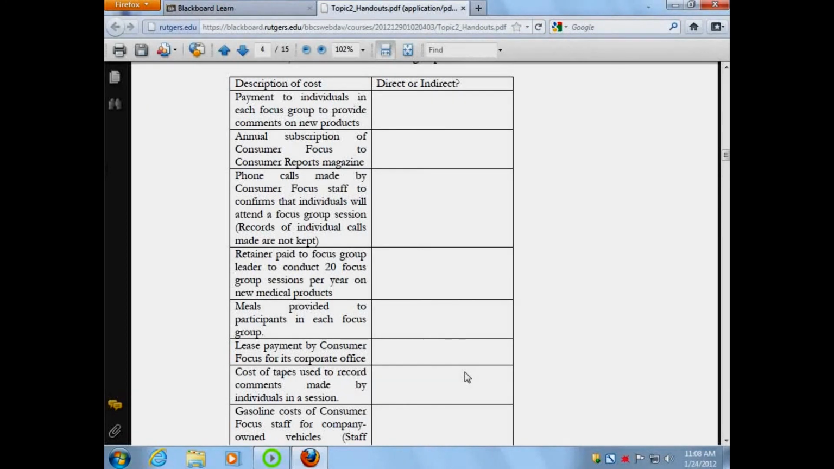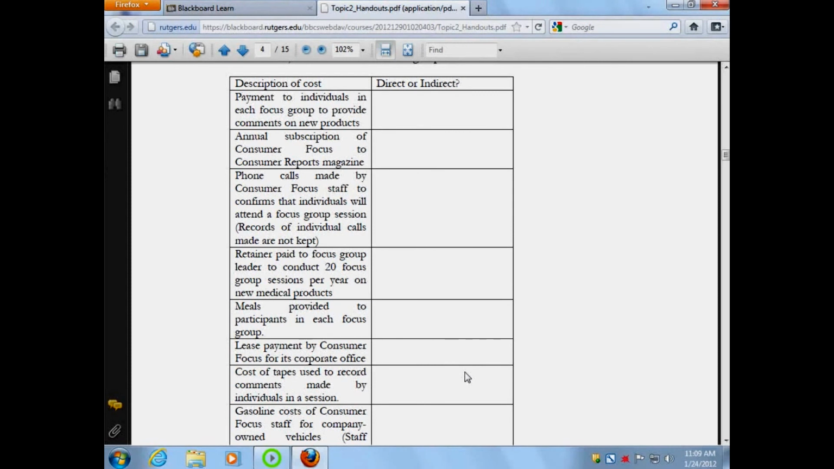Okay, this is an important one. The retainer paid to the focus group leader to conduct 20 sessions per year on new medical products. So this is the fixed salary that's being paid to her. Let's imagine she's paid $60,000 for the year.